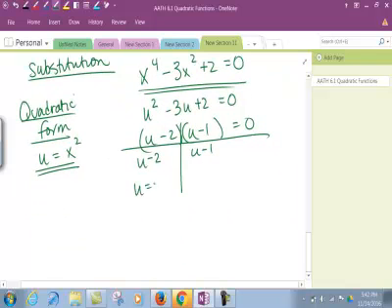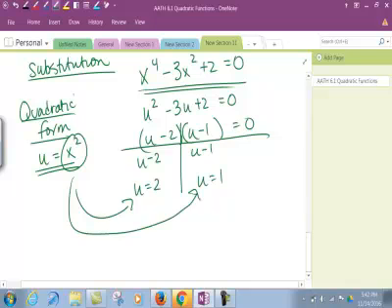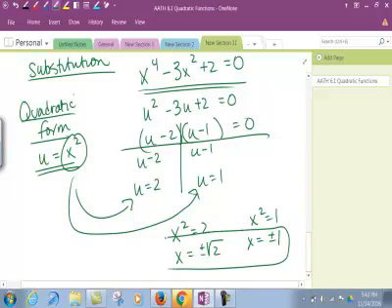Right? So u is equal to 2 and u is equal to 1, but I don't want to solve for u. I want to go back and substitute back in the x squared. So if x squared is equal to 2, x is equal to plus or minus root 2. And if x squared is equal to 1, x is equal to plus or minus 1. And later on we'll learn the theory about why it makes perfect sense that I have actually 4 solutions to an equation where the highest power, the degree of the polynomial, is 4.